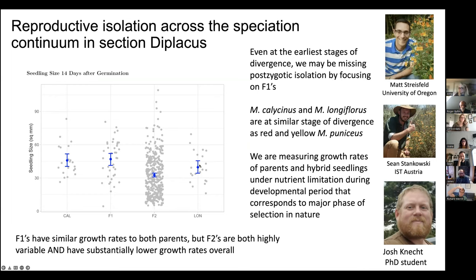And what we see in many cases is F1s looking really similar to either parent, those F1s here and both parents that produce it on the outside. The F1s don't look like there's any postzygotic isolation, but then when you look at the F2s, they act like F2s: they're highly variable and have both the biggest and the smallest growth rates, but on average, they're also substantially smaller than the parents or the F1s. So I think this is a good indication that we do have mildly deleterious epistatic combinations and that overall the F2 is showing us something that we're missing when we look at just F1 fitness in isolation.